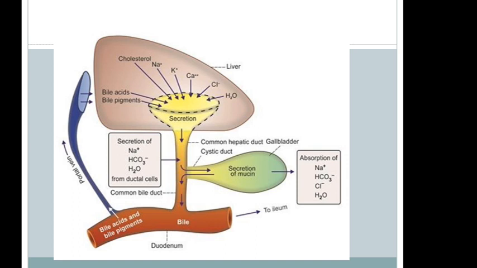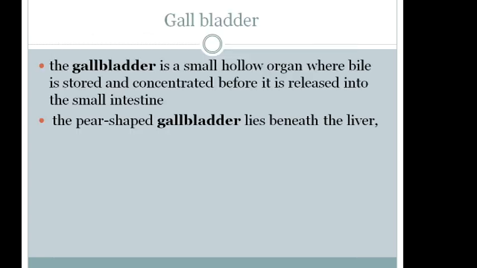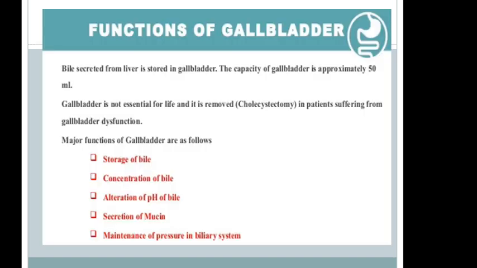Now coming to the next slide. I'm going to the next slide. The gallbladder is a small hollow organ where the bile is stored and concentrated before it is released into the small intestine. Okay, so its main function is the storage and concentration of the bile. It is a pear-shaped organ which lies beneath the liver. Okay. So bile secreted from the liver is stored in the gallbladder.